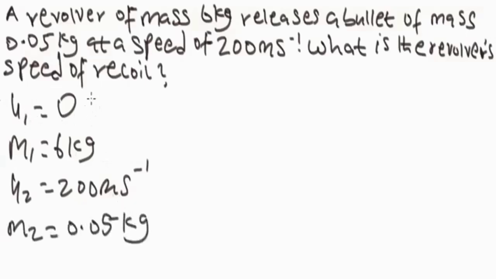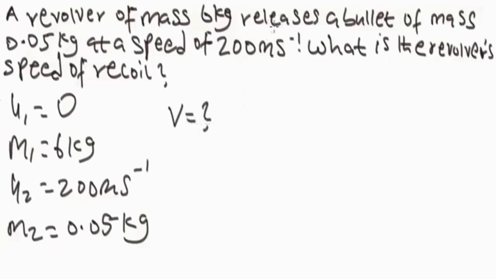Why is our u1 0? Because when the bullet is released from the revolver, the bullet initially has a velocity of 0 before it starts moving at this velocity of 200 meters per second. So don't be confused with it. Initial velocity will be 0. We ask what is the revolver's speed of recoil, so we're looking for the final velocity, which is unknown. That's the velocity used to describe recoil.